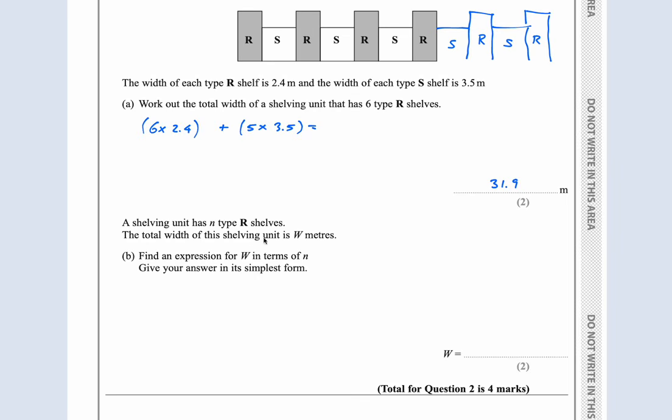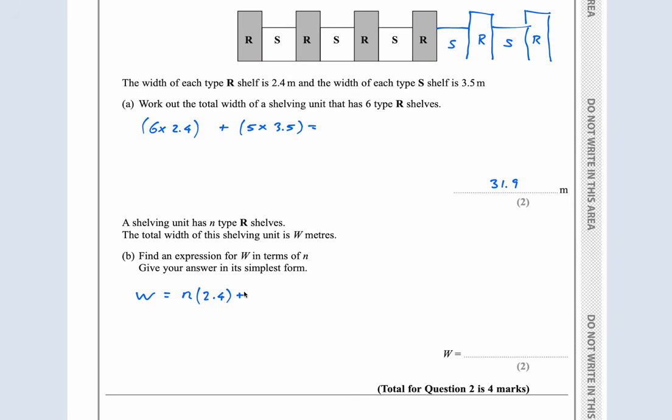A shelving unit has n type R shelves. The total width of this shelving unit is W meters. Find an expression for W in terms of n. Okay, so they have n R type shelves, and the total width is W. So W is equal to, okay, this is not easy, guys. Let's see. If there's n R type shelves, it's n times 2.4, because if there's 6, we do 6 times 2.4. If there's 7, 7 times 2.4. If there's n, we do n times 2.4.